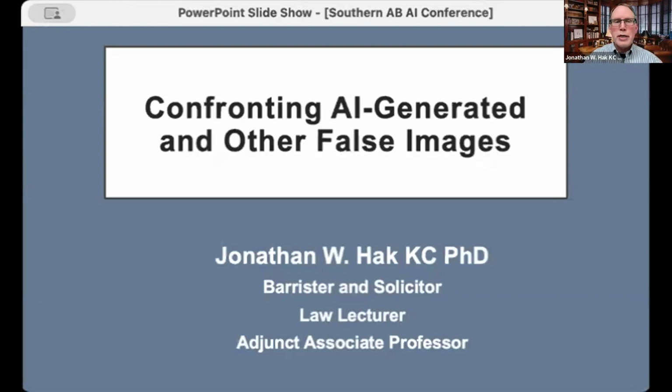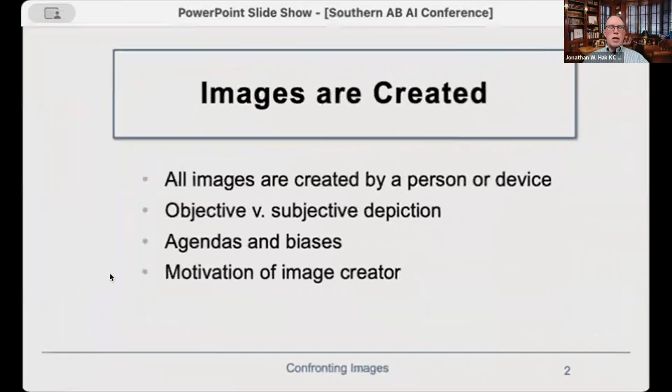So just a little bit of a preamble to why I'm talking about confronting AI-generated and other false images. So my specialty is the use of image-based evidence in international and domestic criminal prosecutions. And we've, of course, all seen images every day. Every image that we see is created by a person or created by a device, CCTV system, for example. Some of those creations are objective. If a CCTV camera is running and a person goes by or vehicle goes by, then the camera will capture whatever is in the frame.